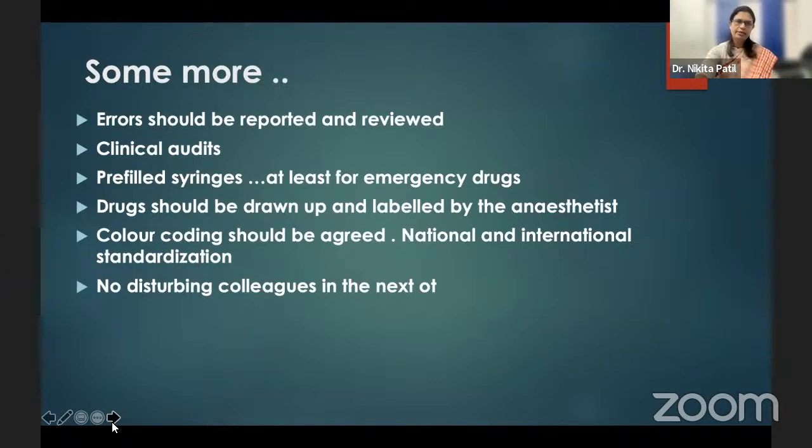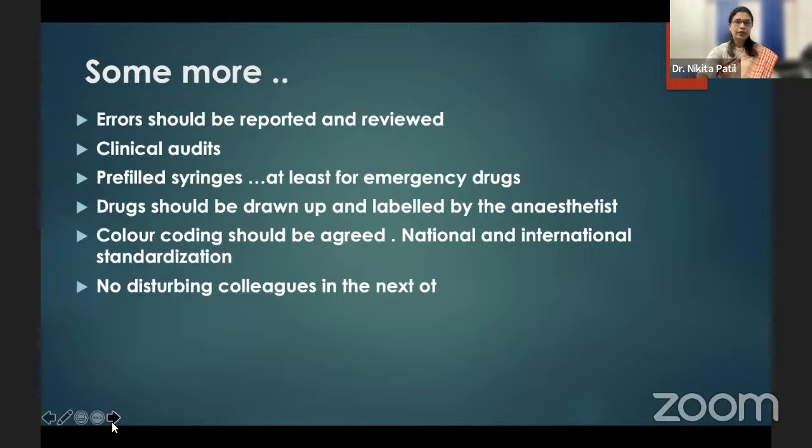Coming up are pre-filled syringes, at least for emergency drugs, so that you don't draw up and waste time in dilution or correcting the dose. So pre-filled syringes are an option for at least emergency drugs. Drugs should be drawn up and labeled by the anesthetist. Color coding should be agreed, with national and international standardization, as I showed you.